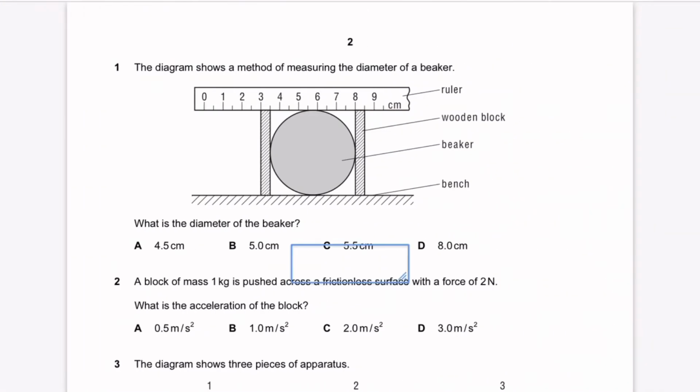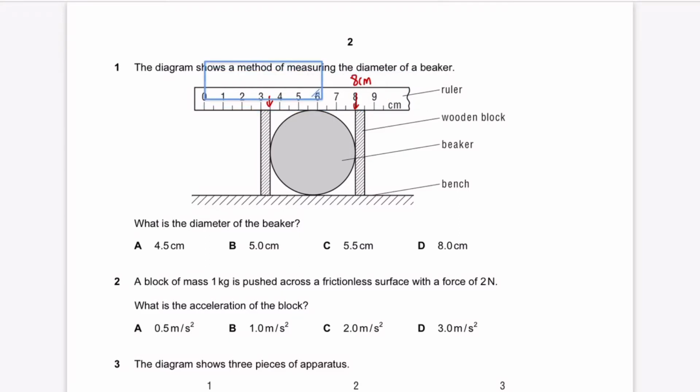Question 1. Question 1 states that the diagram shows a method of measuring the diameter of a beaker. Assume that this circular thing is a beaker with a ruler on top and a wooden block to prevent it rolling on the bench. The question asks, what is the diameter of the beaker? The beaker starts from this section, right here, and goes up till here, until the 8 centimeter mark.